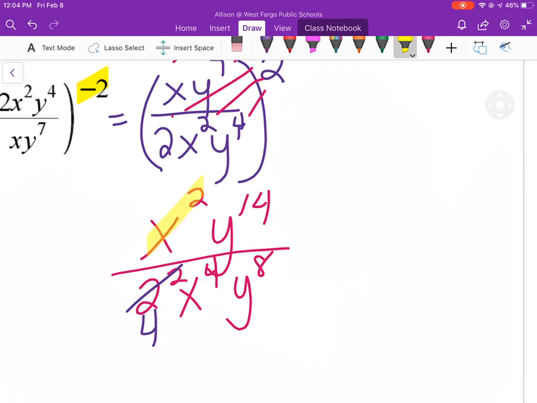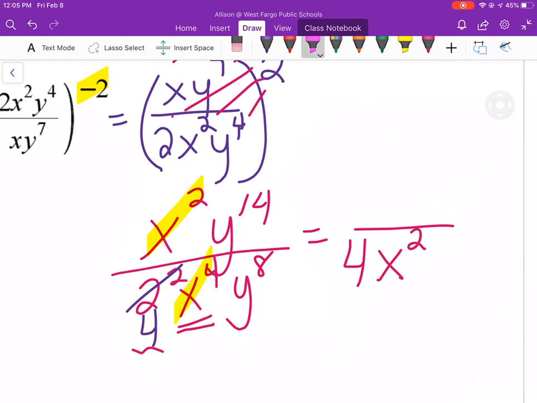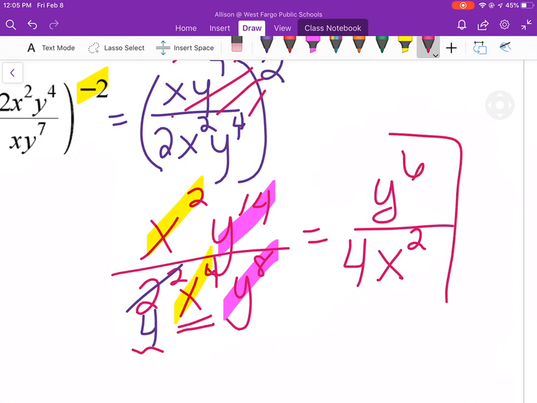If we look at the x's, x squared over x to the fourth, quotient rule says to subtract the exponents, except that there's more exponents in the denominator, so x to the fourth is going to end up in the denominator since there's more x's at the bottom. 4 minus 2 is 2. Then looking at the y's, you're dividing, so subtract the exponents again. This time they're going to end up on the top because there's more on the top. So 14 minus 8 is 6. Yes, 6. So y to the 6 over 4x squared is our final answer.